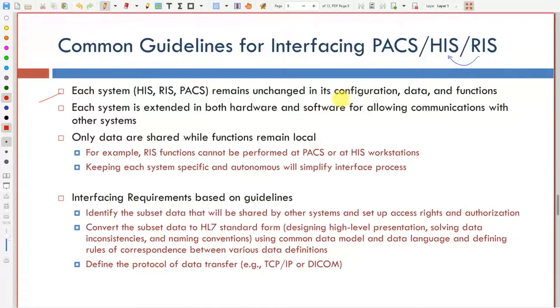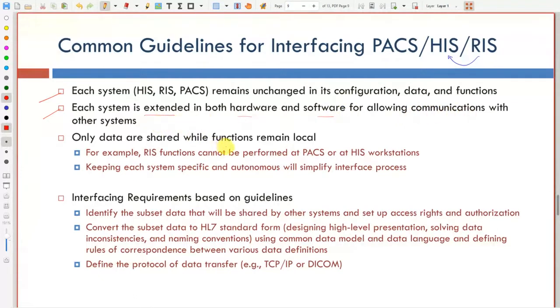Let's go back to this example of interfacing two computers through a network. The most common thing that people do right now is just to add a network card, okay? You add that network card on top of whatever you already have, and it allows you to interface to other networks or other computers in the network. So this is the second recommendation here. Each system is extended in both hardware and software for allowing communication with the other systems. So this is the simplest way.